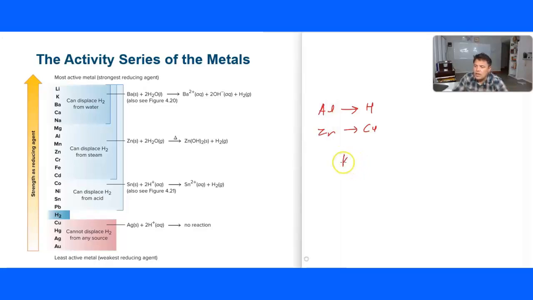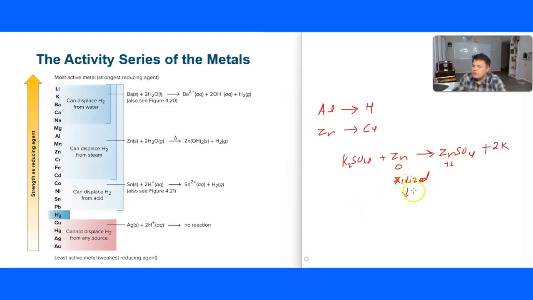Now let me see one thing. K2SO4 plus zinc gives zinc SO4 plus 2K, because it's a metal, right? Potassium metal, alkali metal. Can this reaction happen or not? No, because look at the zinc. What is the oxidation number here? 0. What is the oxidation number here? +2. Zinc is oxidized.